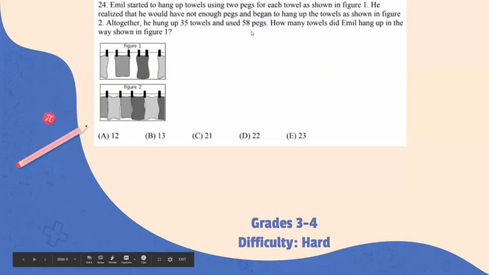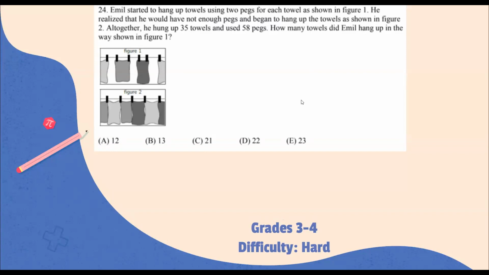Let's continue with the lesson. I think this one you should have also done. So we have this guy, Emil, and he hangs up towels using 2 pegs per towel. He realized that he should not have enough pegs and began to hang up the towels as shown in figure 2. So basically he uses 1 peg for 2 edges of a towel. In total, he hung up 35 towels and used 58 pegs. So how many towels did Emil hang up in the way shown in the figure 1?